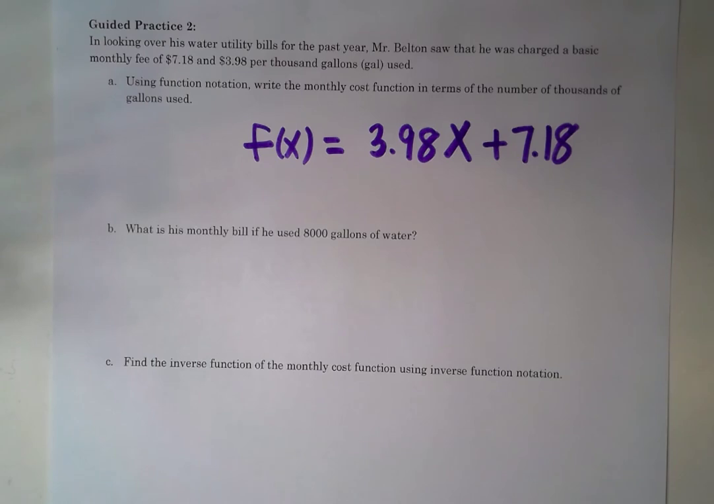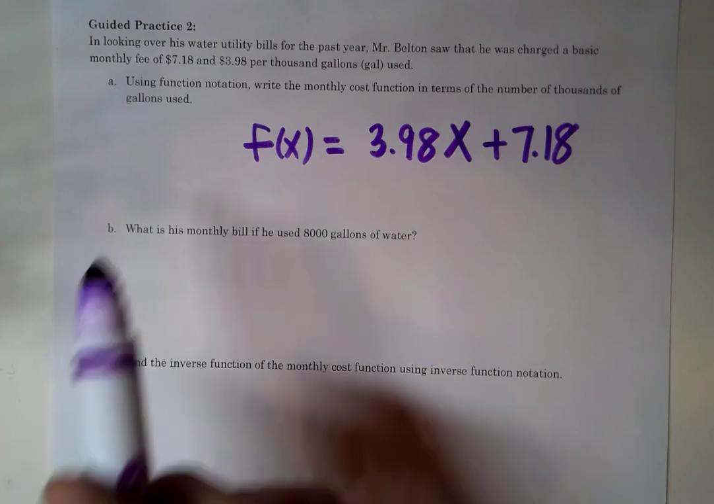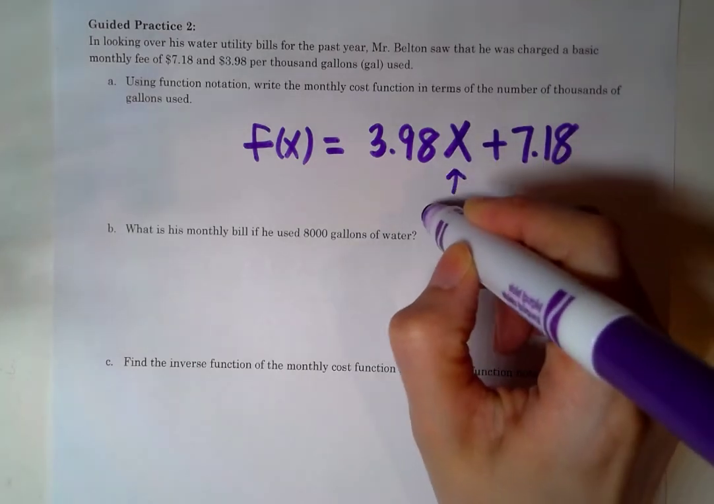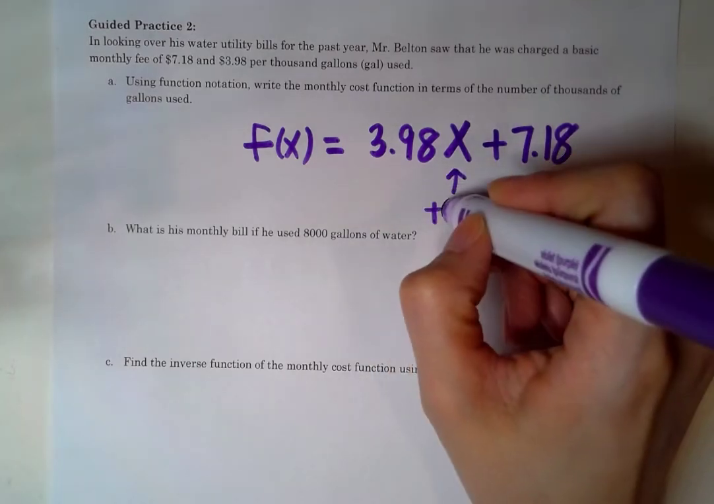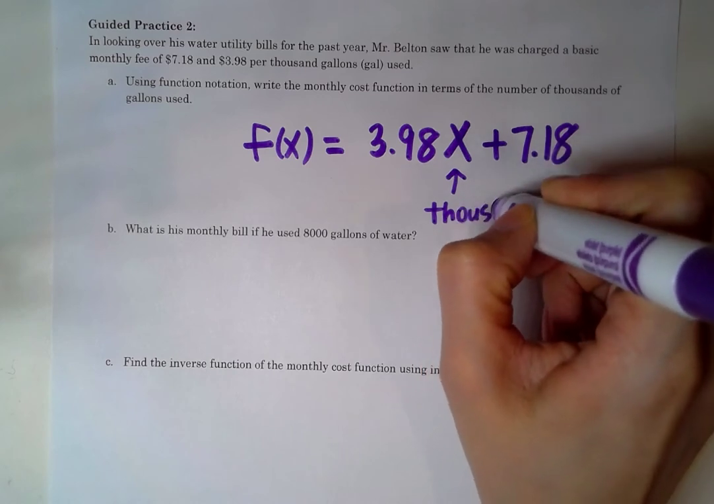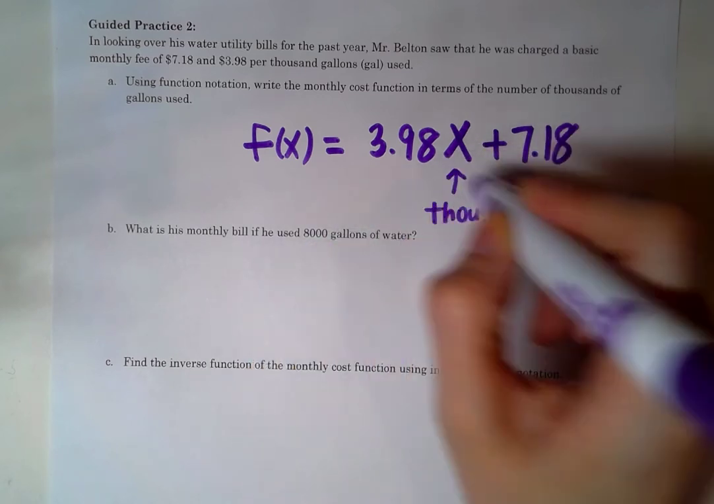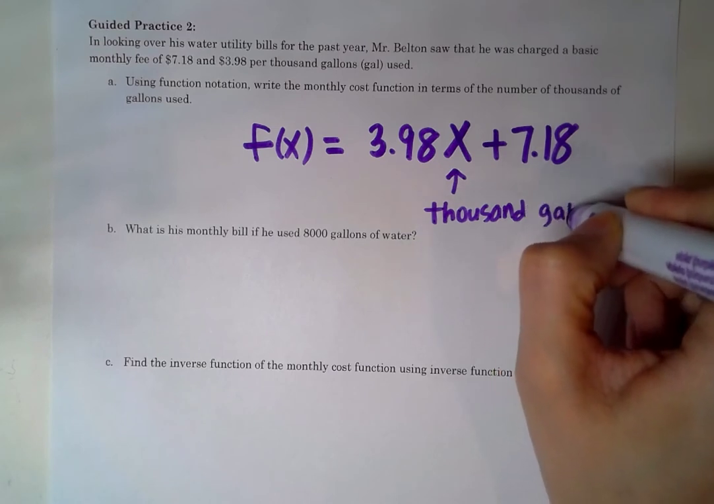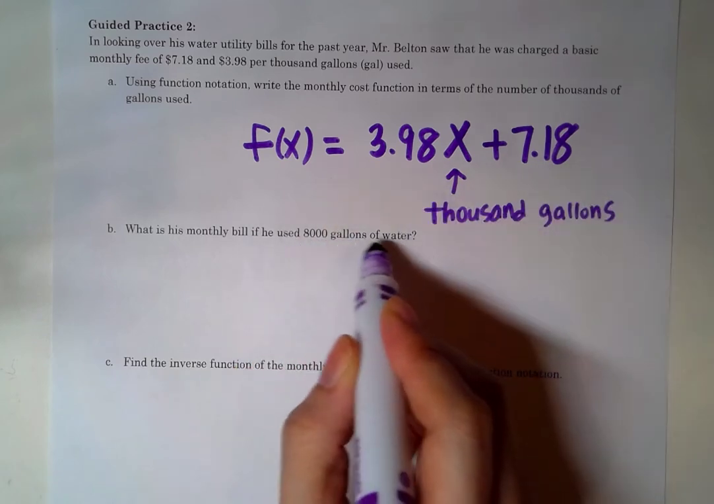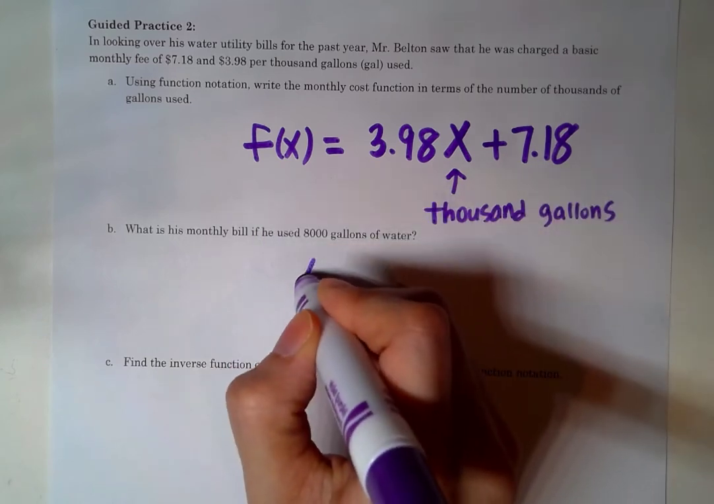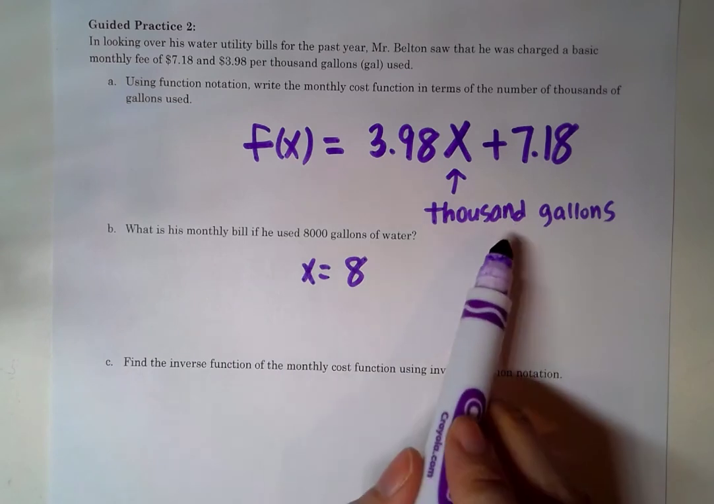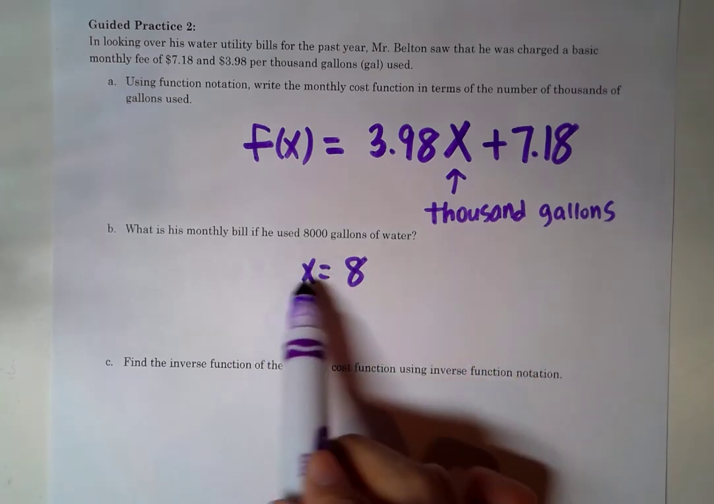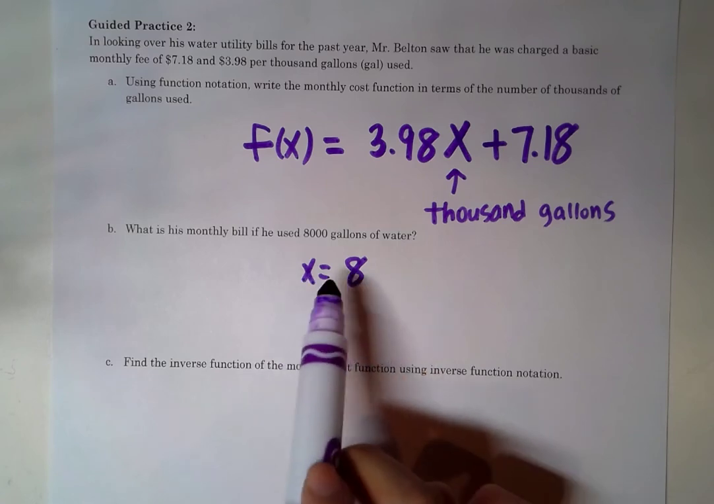So what is his monthly bill if he used 8,000 gallons of water? That's confusing, guys, because x is already in 1,000 gallons of water. So don't put 8,000 into x. It says 8,000 gallons of water, so that means x is 8 because your unit is already thousands. So I'm going to substitute 8 into x.